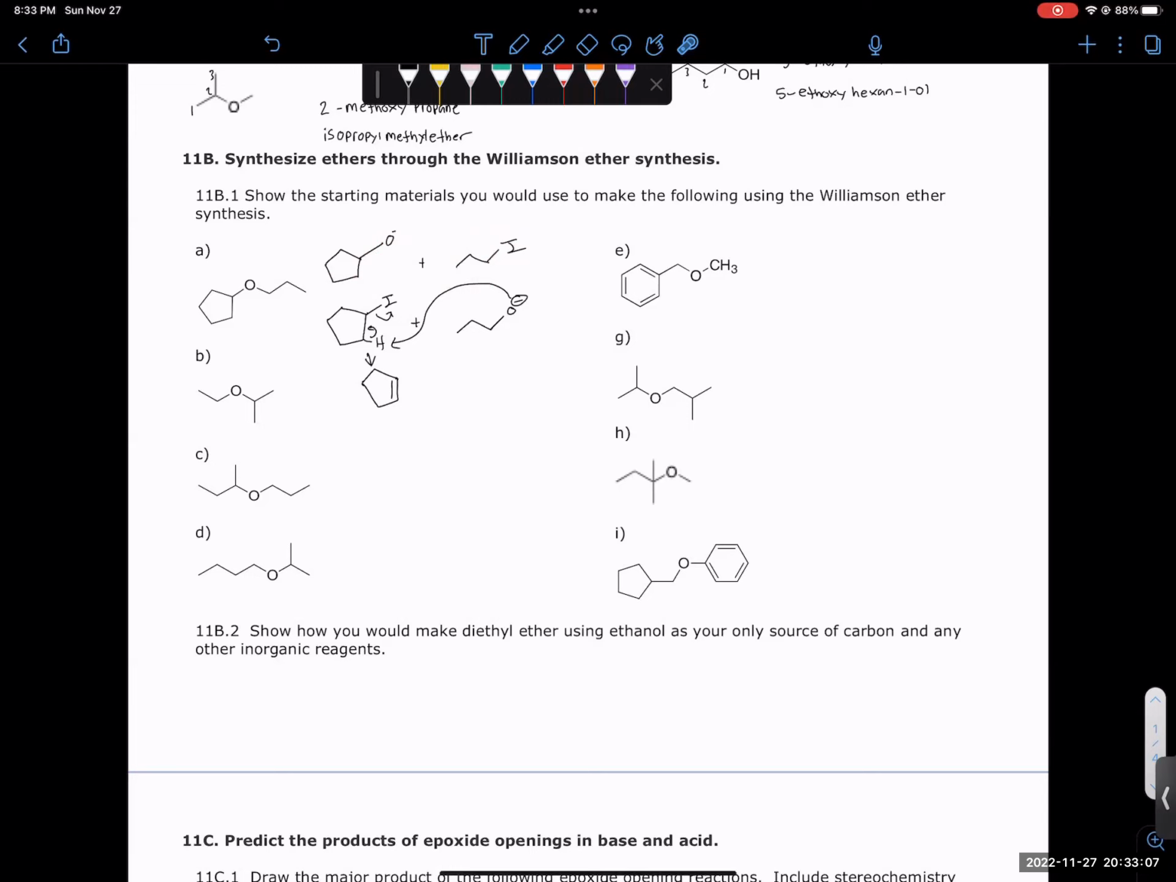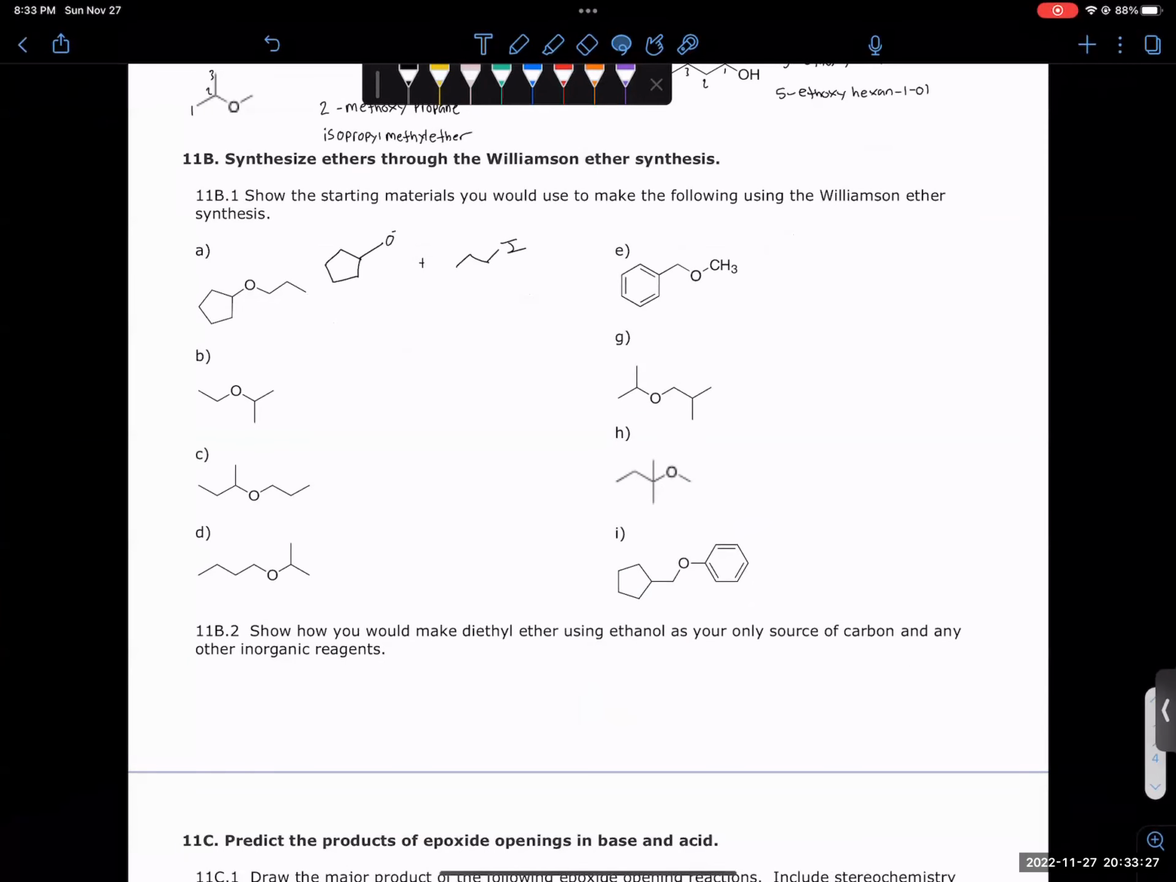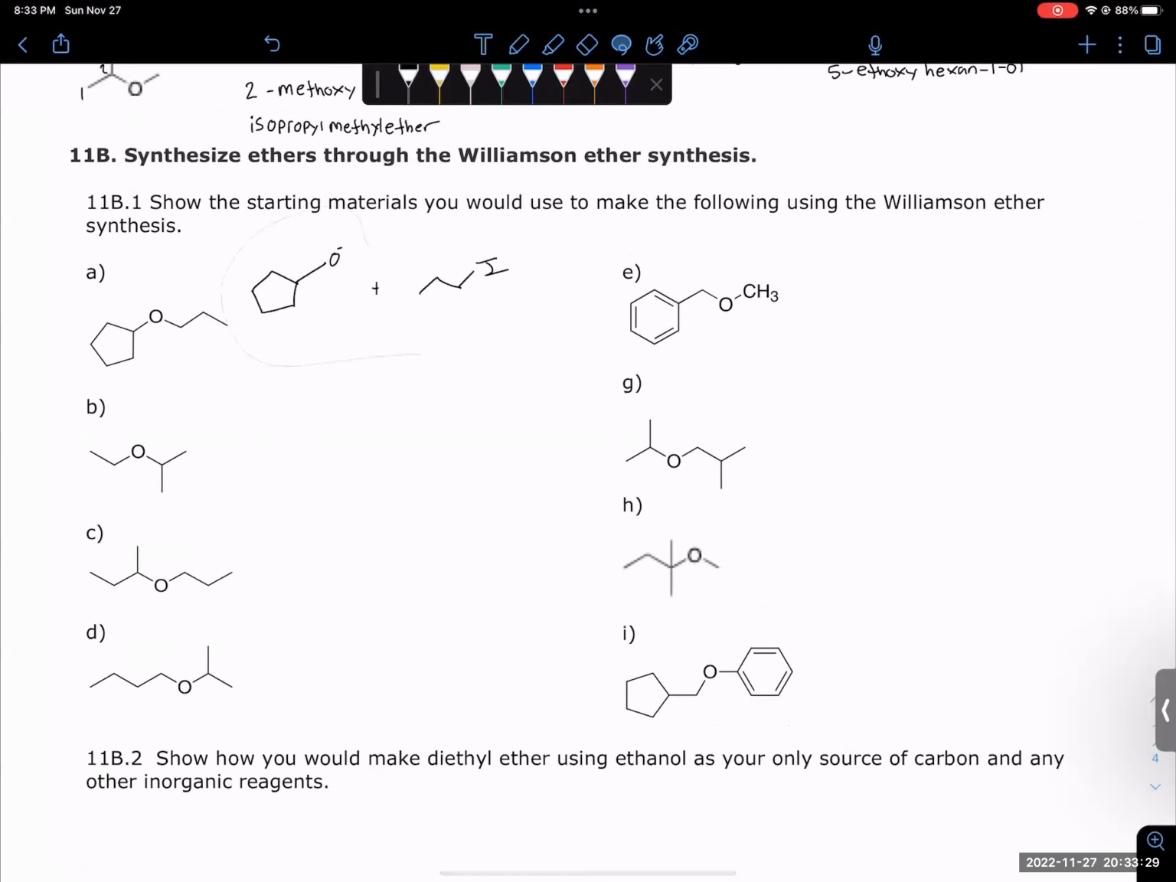It can occur. I'm not saying it can't occur. We do know that primary alkyl halides can go E2, but they're more likely to go SN2. So that's why I would say the answer for letter A is definitely, the best answer for letter A is this one here.